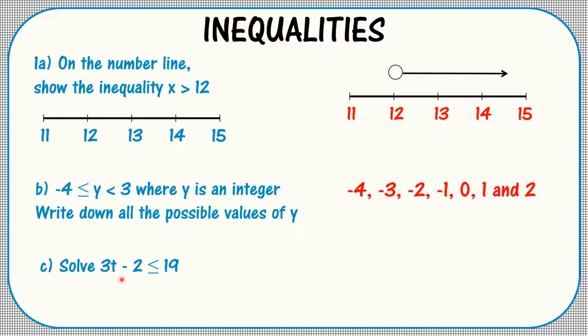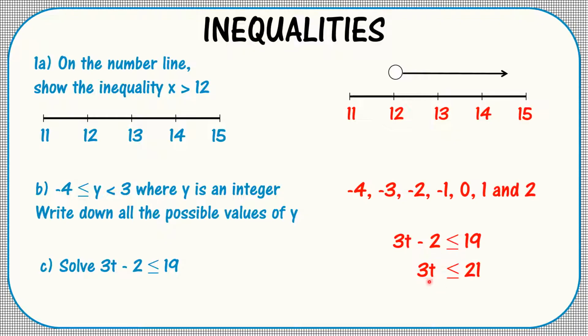Final question, solve 3t minus 2 is less than or equal to 19. We will solve this in the same way we did with equations. We will take this minus 2 to the other side. On this side it is negative, on the other side it becomes positive. Therefore this will be 3t is less than or equal to 21. And this 21 is this 19 plus 2.